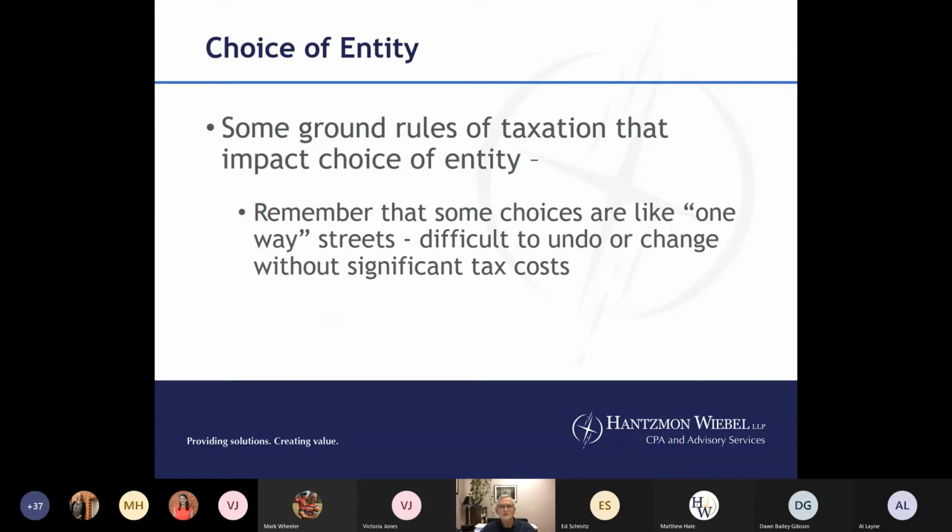Remember, in some of these ground rules, some of these choices are one-way streets and they're difficult to undo or change without some significant tax cost. Primarily, the one I'm thinking about is when you put something into corporate solution, whether it be a C or an S. It's really easy on the way in, but then getting it out, it's like going the wrong way on a one-way street.